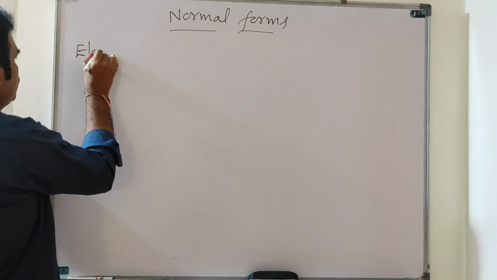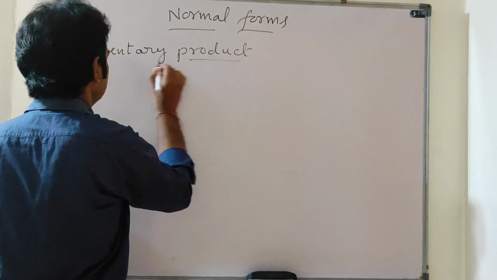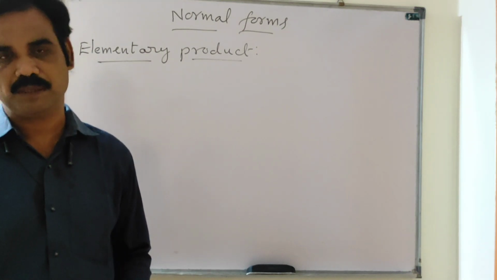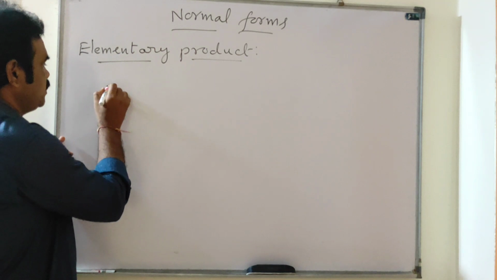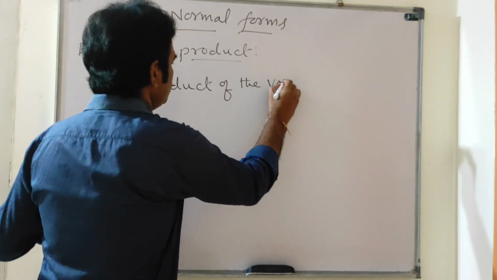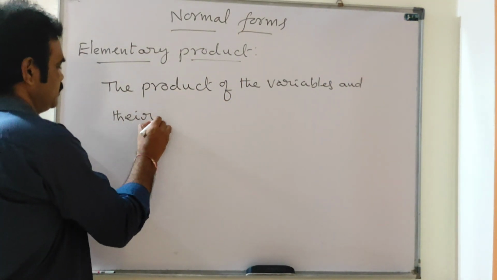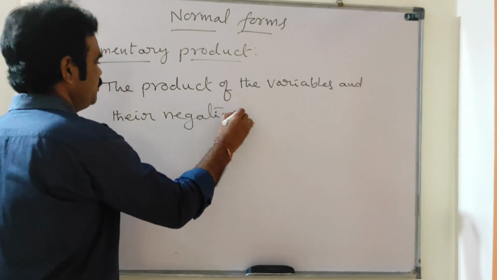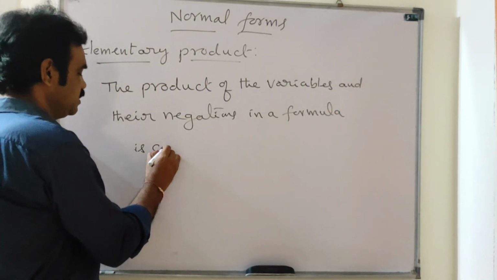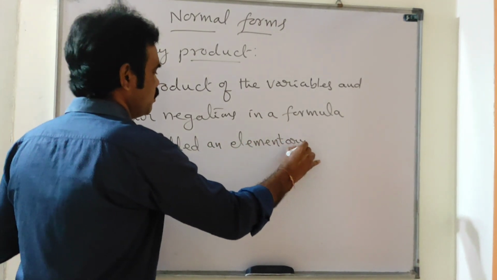Elementary product. Elementary product means the product of the variables and their negations in a formula is called an elementary product.